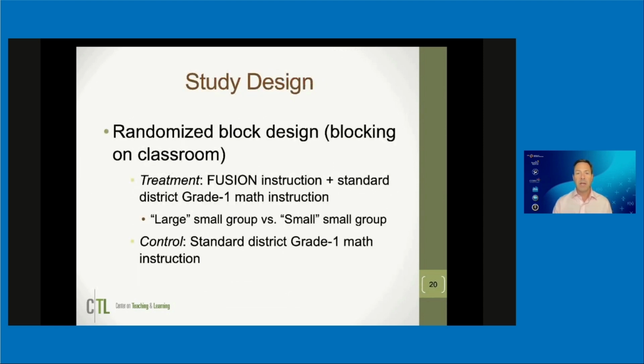So for our study design, we used what was called a randomized block design, blocking on classroom. And essentially what this meant is that we screened all the students in the classroom. We identified the 10 lowest, and then we randomly assigned them to one of three conditions: a control condition, which was business as usual, or a treatment condition, which was Fusion in a small group of 2 students, or Fusion in a large small group of 5 students. So we had 3 students go to control, 2 students go to the small group, and 5 students go to the large small group.